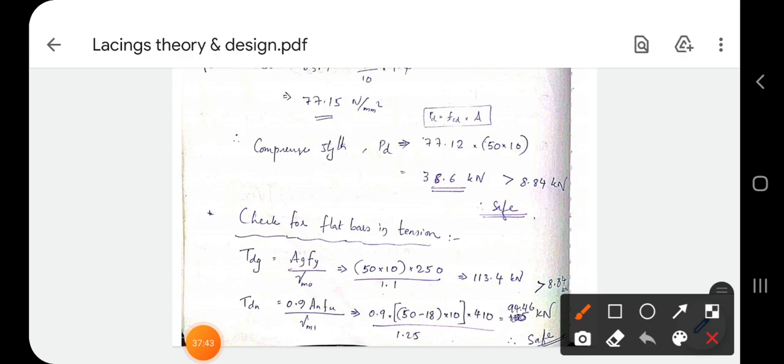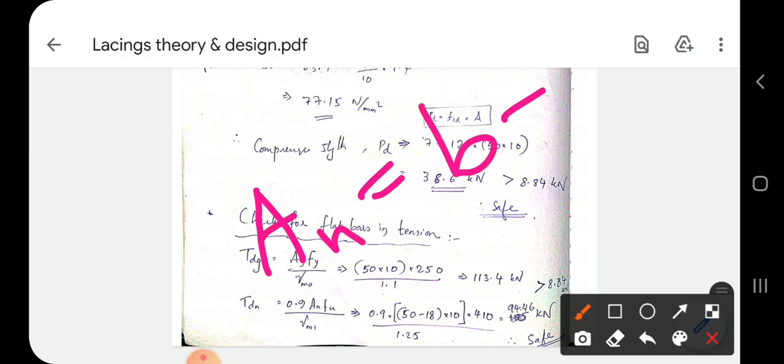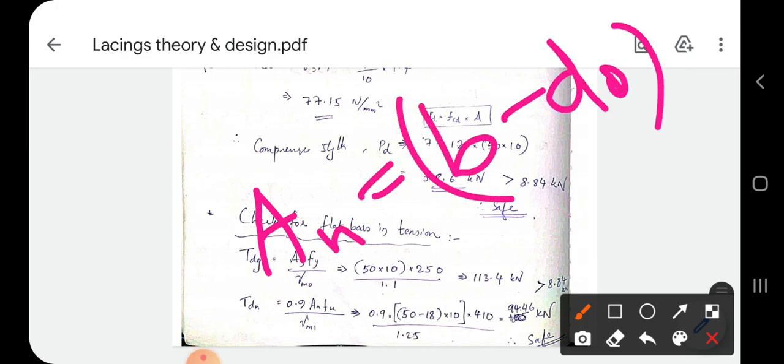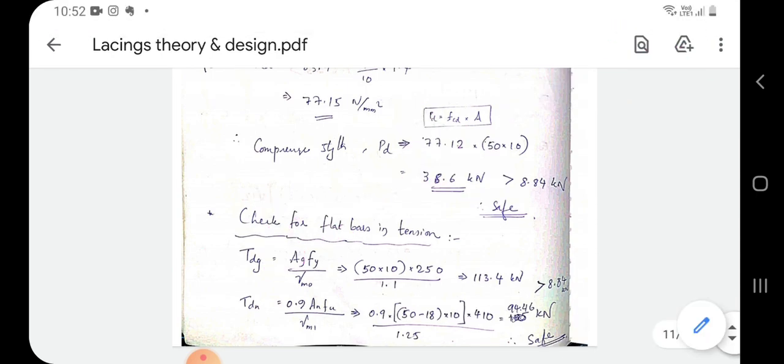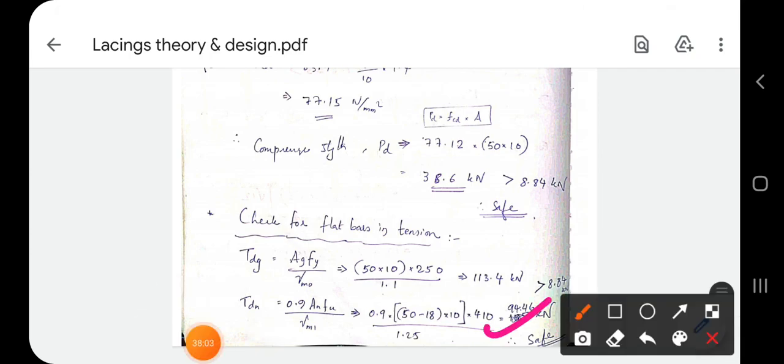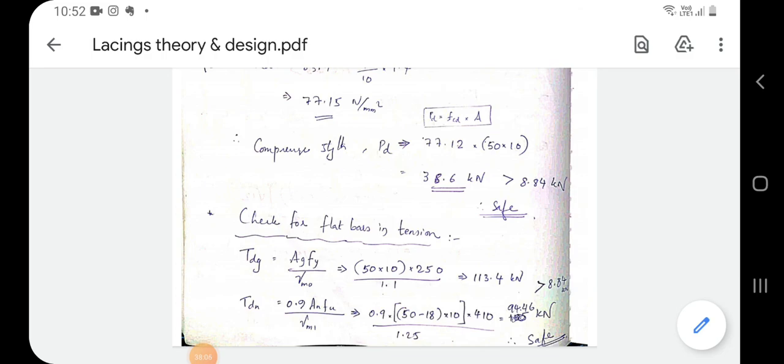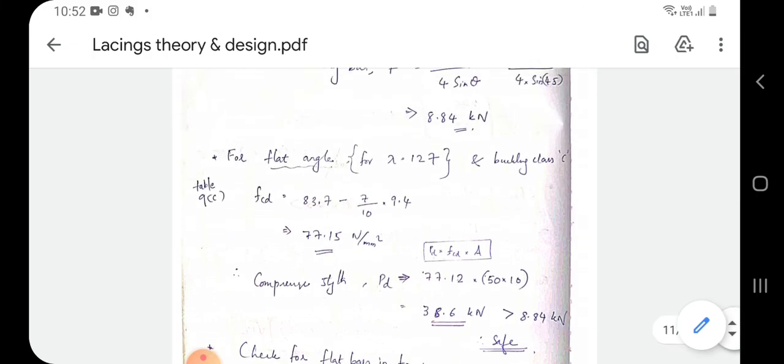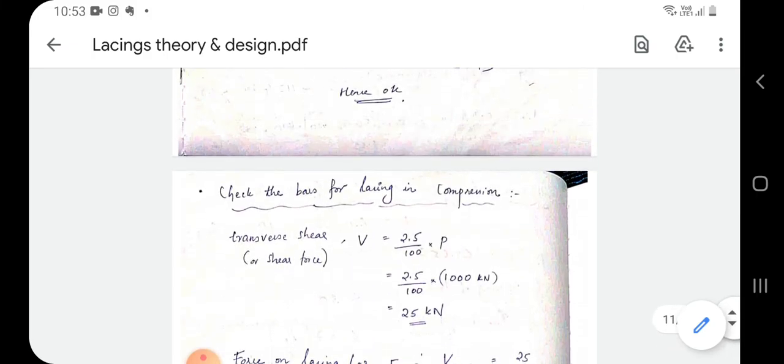Similarly in tension rupture, 0.9 An fu. An we have taken as width minus d0 into thickness, considering one bolt hole. We got the answer as 94.46 kilonewton, and it is also greater than the force on the member. So the flat bars are found to be safe in tension. Okay, so this is the design of lacings.